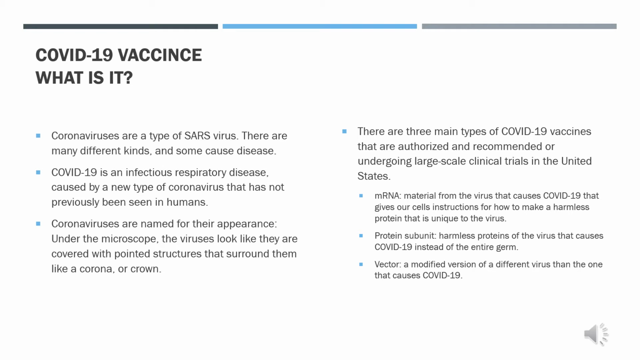There's a protein subunit, which is the harmless proteins of the virus that cause COVID-19 instead of the entire germ, so your body can recognize that. And then there's also the vector type, which is a modified version of a different virus than the one that causes COVID-19, but it allows our body to create the antibodies and antigens that we need to fight it off.